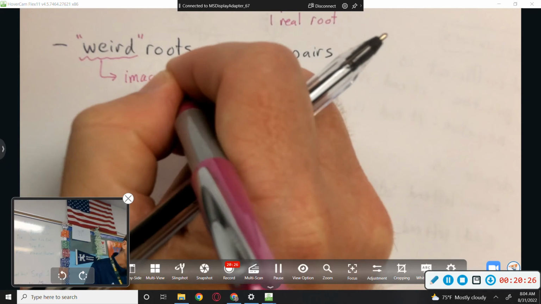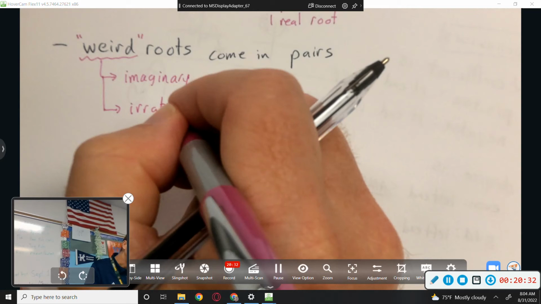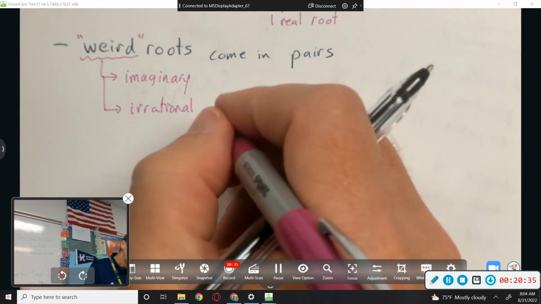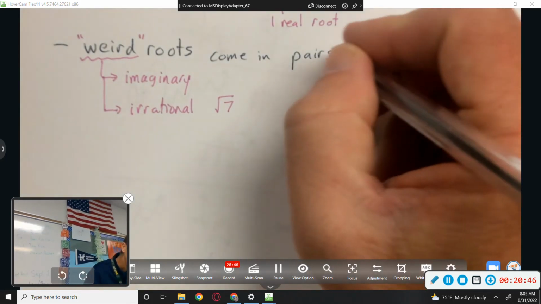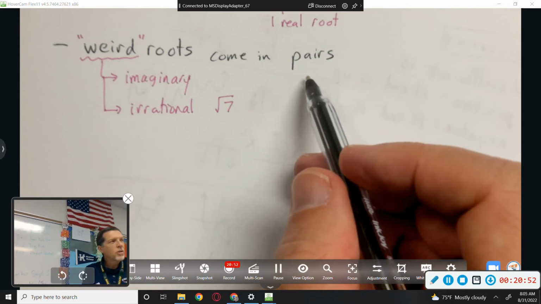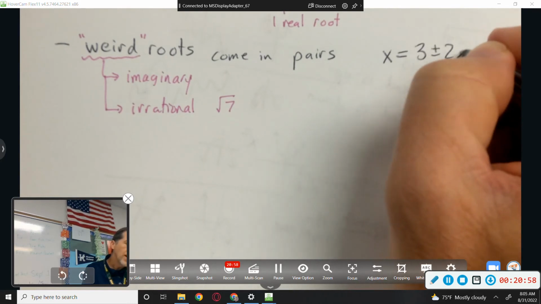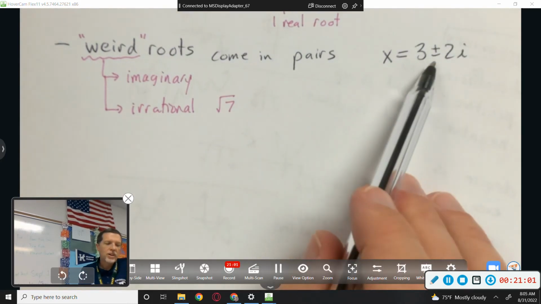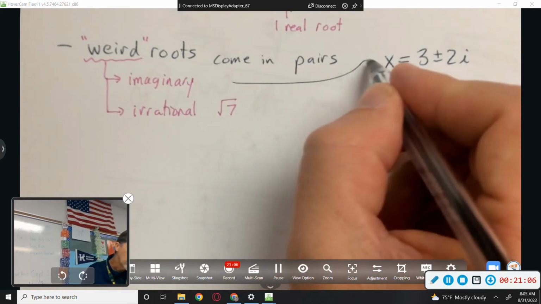Imaginary, that's weird. That's no fun to work with. But also irrational roots. Irrational would be like square root of 7. Square roots that don't have nice square roots. You get irrational numbers. So we sort of stumbled into this yesterday when we were using the quadratic formula, because we would get things like x equals 3 plus or minus 2i. That's a pair of solutions. That's two answers. And it came in pairs. So that's the imaginary one.